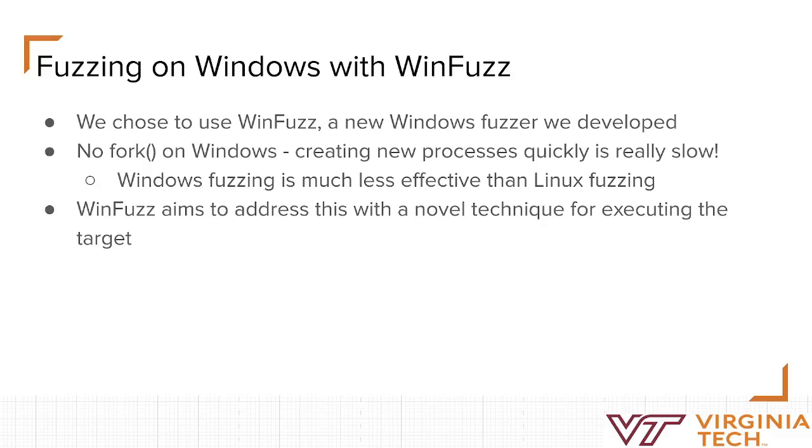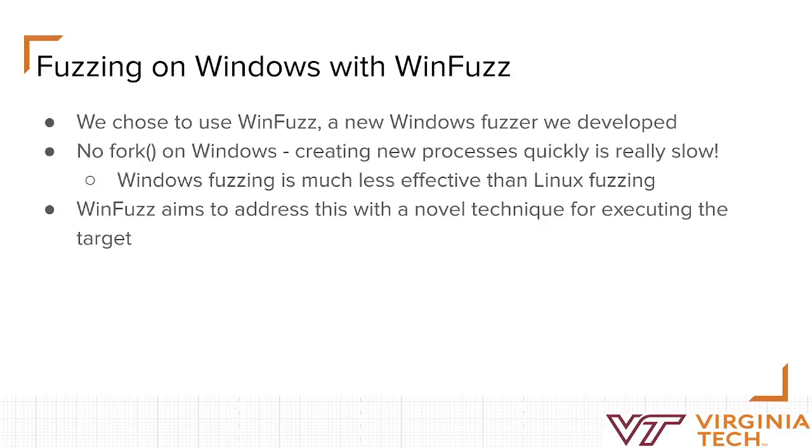We chose to use WinFuzz, which is a new Windows fuzzer that we actually developed. It was created to address this gap between Linux and Windows fuzzing. A lot of you probably already know about the fork system call, which is a system call that will efficiently create a new process from the one that calls fork. This is very convenient for fuzzing because you want to run the same program over and over again. So you can use fork to create new copies of this program very efficiently.